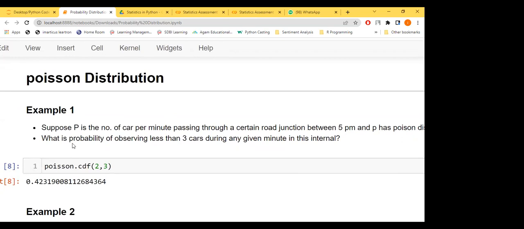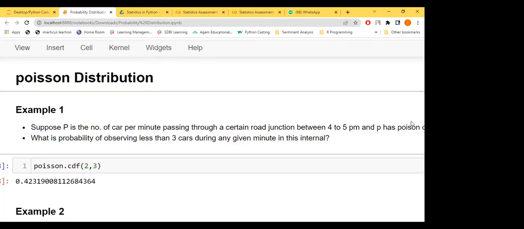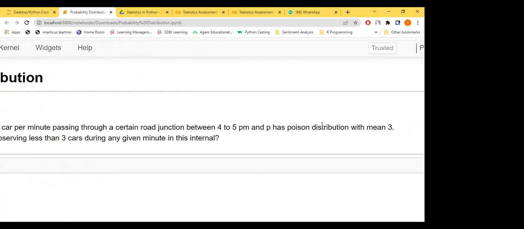Moving forward, guys, Poisson distribution is used when we have time frame data. So here we have cars passing through a road junction between 4 to 5 p.m. Simple way. P has Poisson distribution with mean 3. Now, guys, to solve on pen and paper, what do we require? P of x equals e raised to minus lambda, lambda raised to x upon x factorial. This is the formula made by the scientists. So here we found the lambda value as 3.